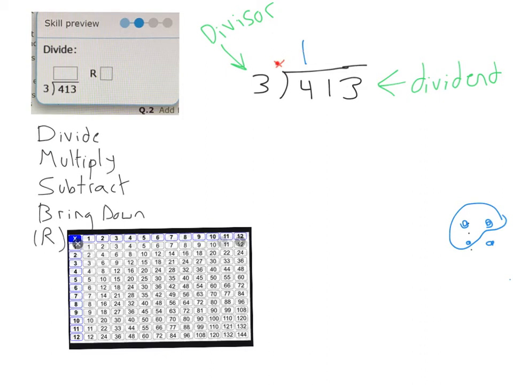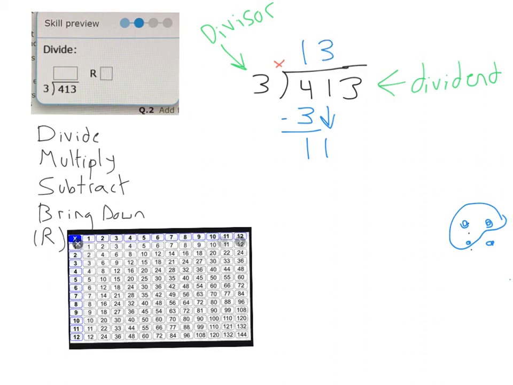1 times 3 is 3. Then subtract. 4 minus 3 is 1. Bring down. What am I bringing down? The next number over is the 1. Bring down the 1. Back to divide. How many 3s can I take out of 11? I know that 3 times 3 is 9, and 3 times 4 is 12, which is too big. So the answer is going to be 3.